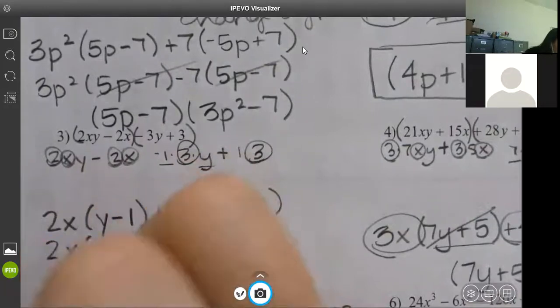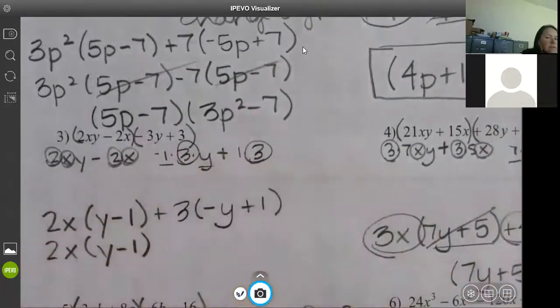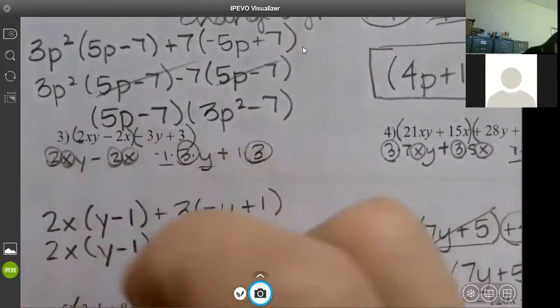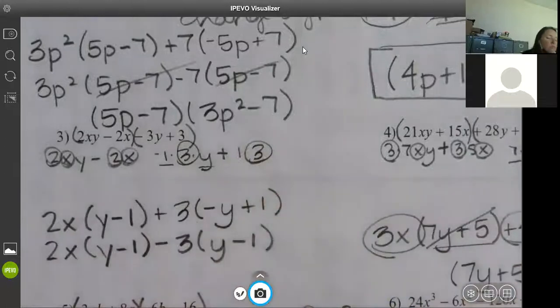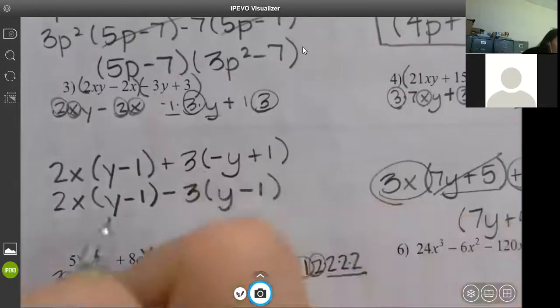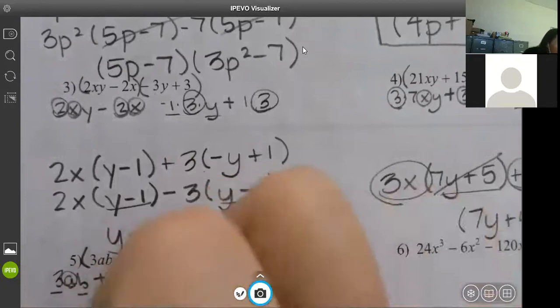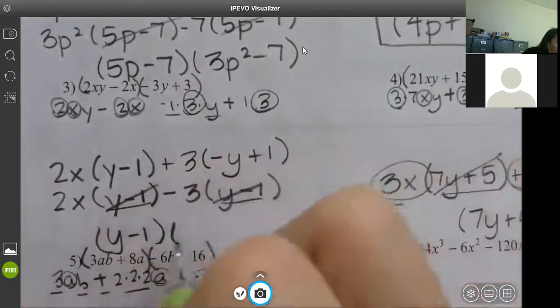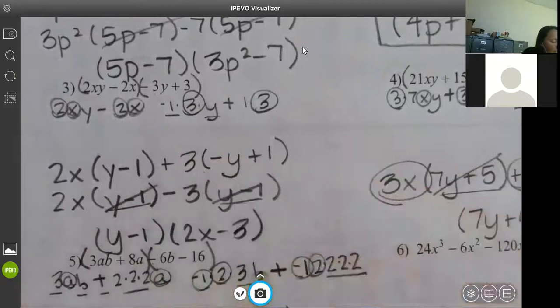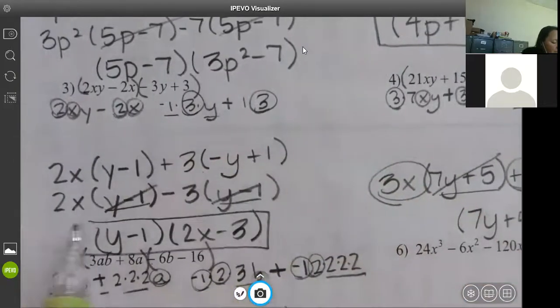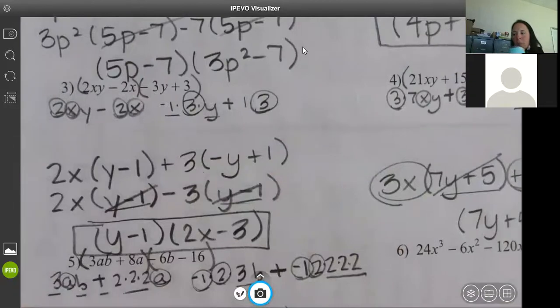Change them. Leave the first set. They are perfect. Change everything else. So we're going to subtract 3, positive y, subtract 1. Now they look the same. So our first factor is y minus 1. And then your second one is what you left outside, 2x minus 3. All right.